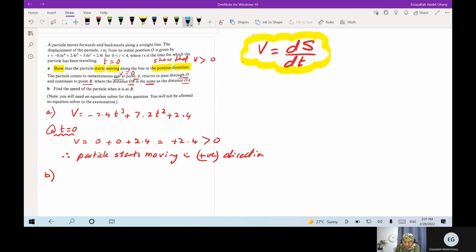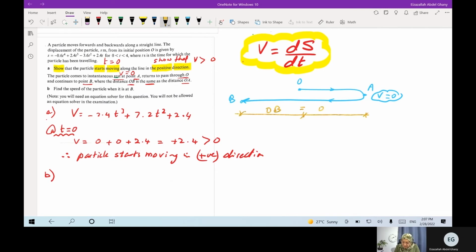So let's draw a sketch for the motion here. Here's the start, which is O. It goes forward, then backward. Here is the arrow. Here's point A. At point A, velocity equals 0. As we said before, when turning to get back, like making a U-turn, even when driving your car, you have to make an instantaneous stop. And here is point B. And the distance OB, the displacement from O to B, is equal to the displacement from O to A.